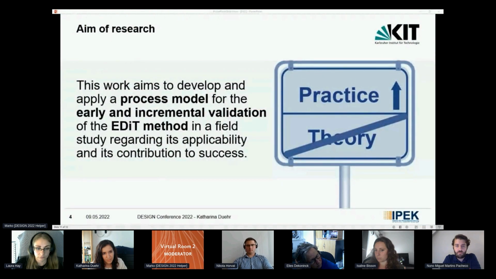This work aims to develop and apply a process model for the early and incremental validation of the EDIT method in a field study regarding its applicability and its contribution to success, to support the applicability of the method in practice right from the start.